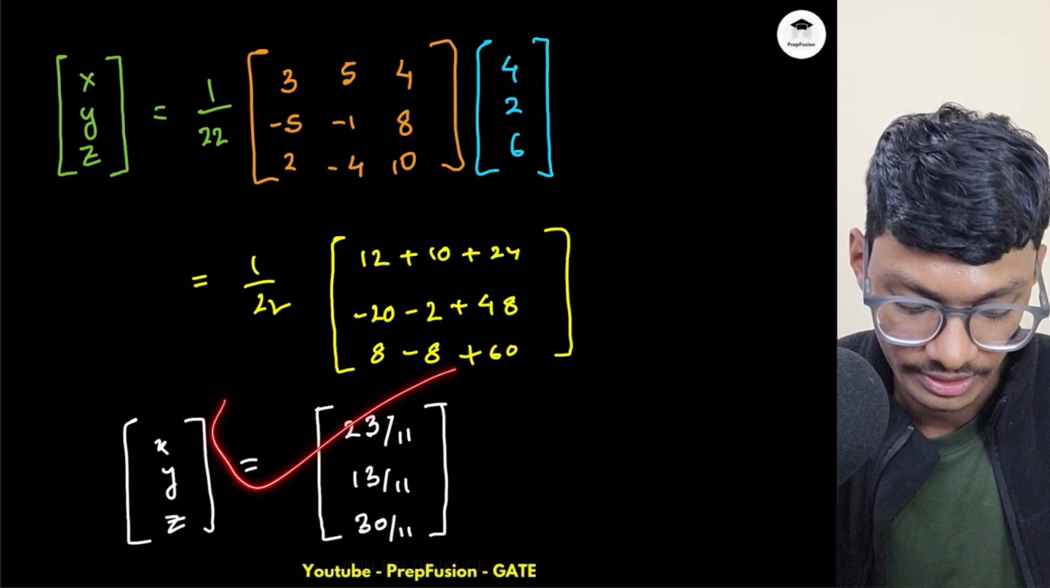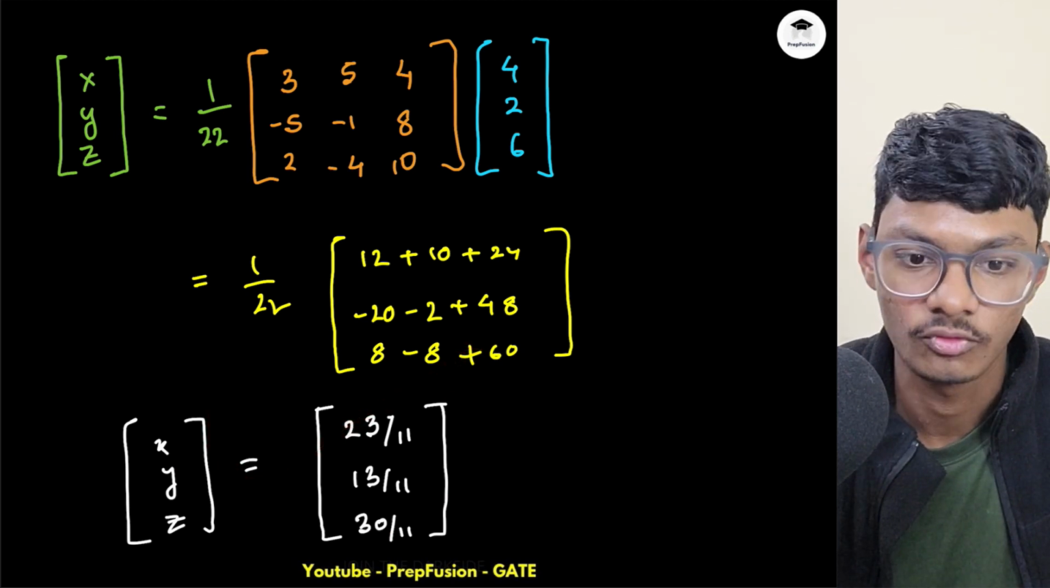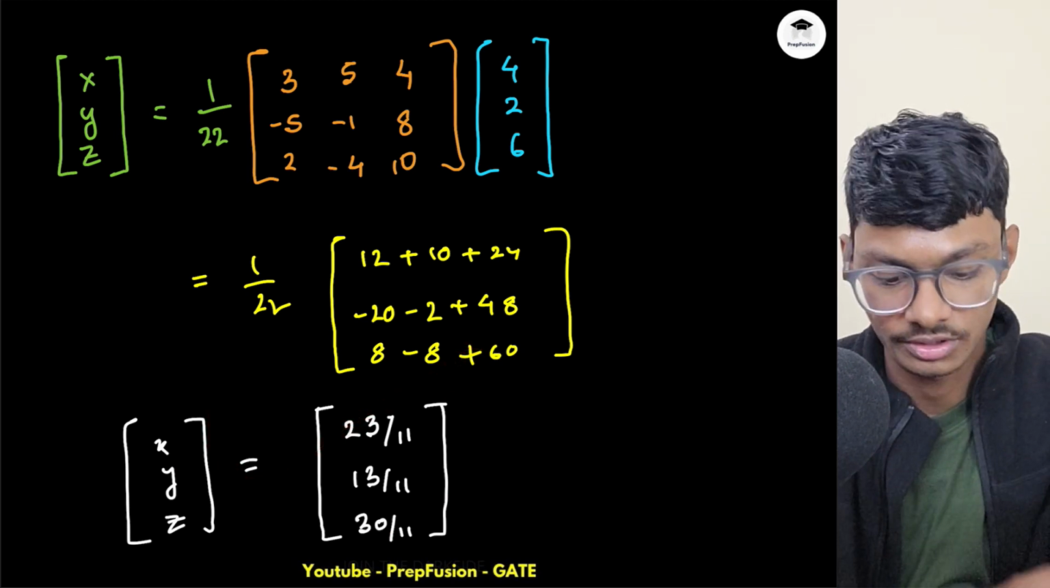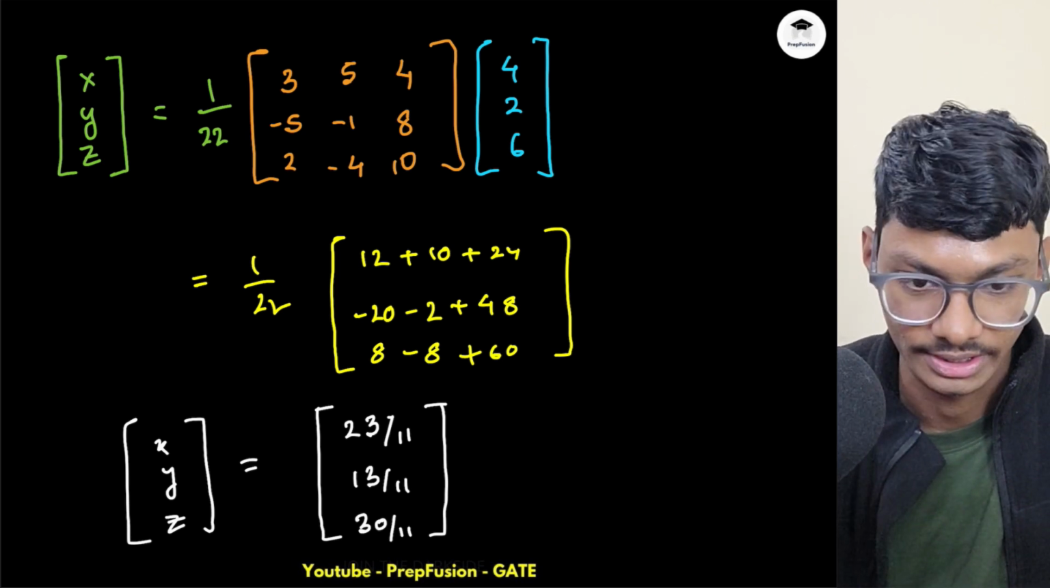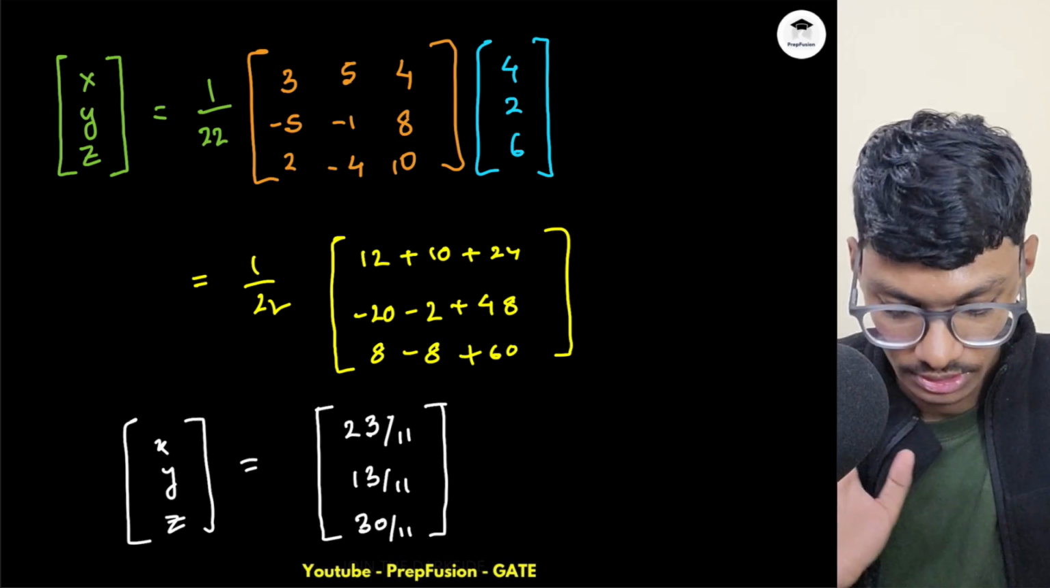But the problem is finding the inverse. Finding the inverse is difficult. For 4 by 4, it will be much, much more difficult. We used the shortcut over here, so hence it became easier for us. Else we have to find it using the minor method. Okay, that is pretty difficult. So yeah, this is how you solve this.